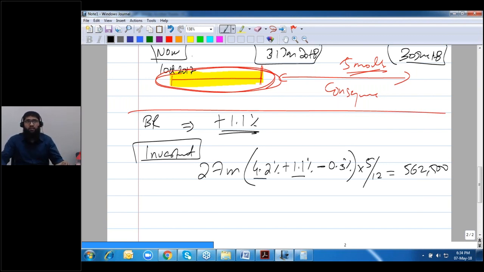Okay, Tasnua Alam, your question is why 5 by 12, why not 4 by 12? You see, how does the FRA work? Assume that there is no FRA, you would invest in a bank. The bank would pay you interest on this 27 million for a period of 5 months. Why? Because we have deposited for a period of 5 months.